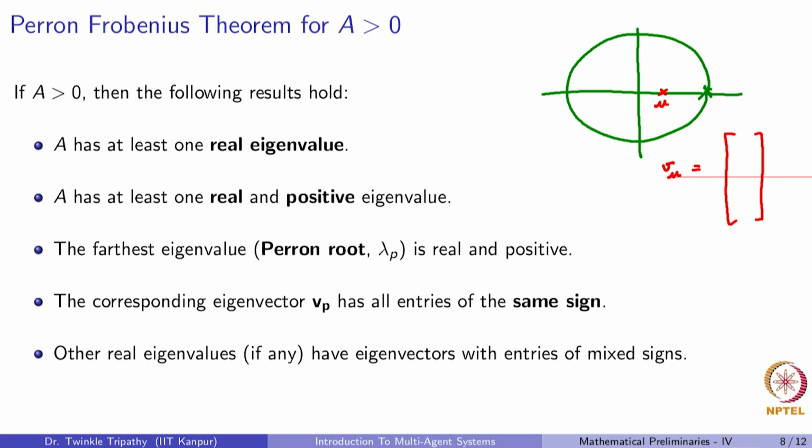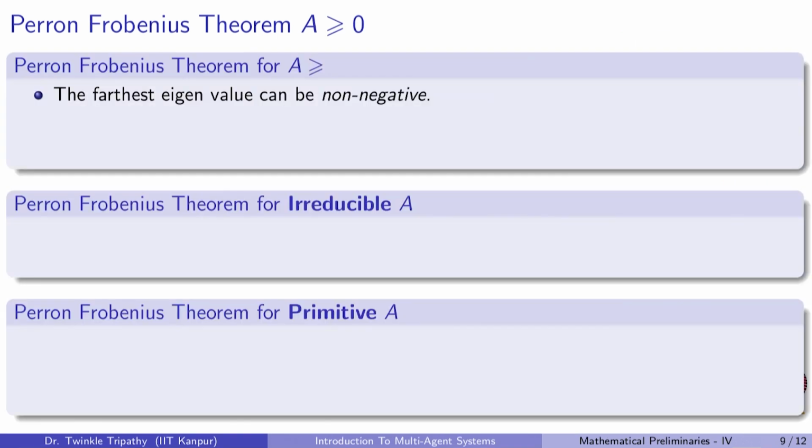Now, however, some of these interesting properties can get lost when we make the matrix non-negative. What are the properties which we lose? Let's take a look at it. Now, let's start with the matrix A which is non-negative, sorry, this is greater than or equal to 0. Now, in these cases, the farthest eigenvalue that we have can actually be non-negative.